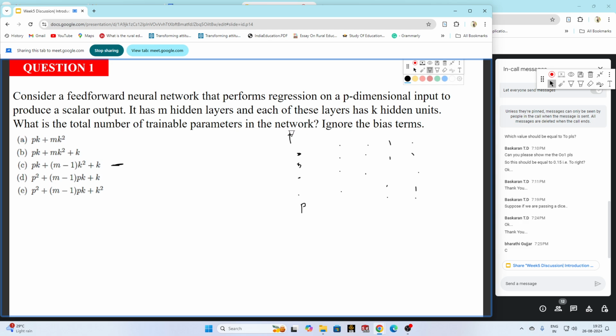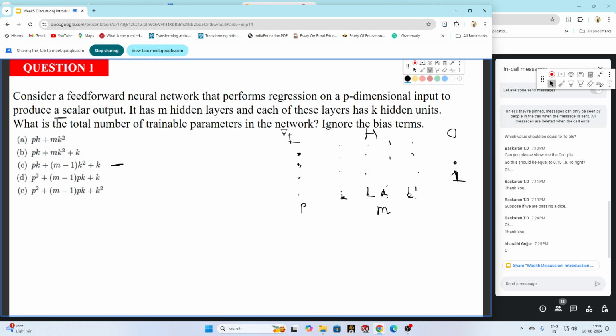This is the input layer, these are hidden layers, and we will have an output layer. Let's say we have only one output, and this is the output layer. Again I am repeating, this is the input layer denoted by I, and we have p neurons. We have m hidden layers, and each hidden layer has k neurons, that means k here, k here, k here, and k here. And it produces a scalar output, that means we have only one output.